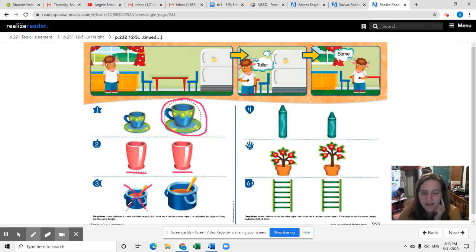Okay? So for number 4, you're going to circle, for this page, 4, 5, and 6, the object that's taller, and X the object that's shorter. Now, if they're the same, you're going to underline them, okay?